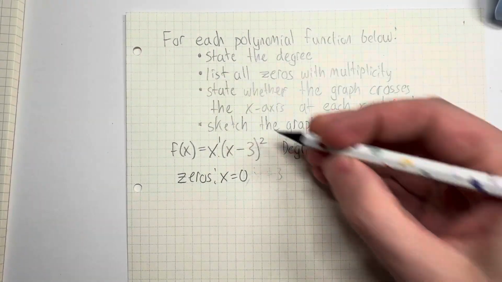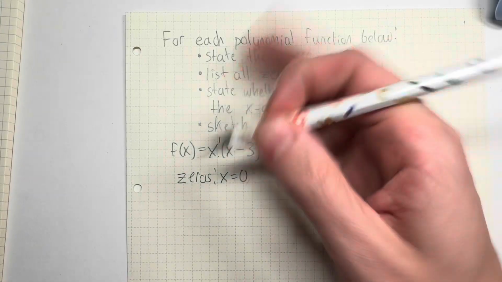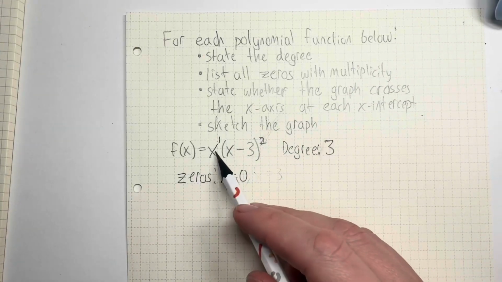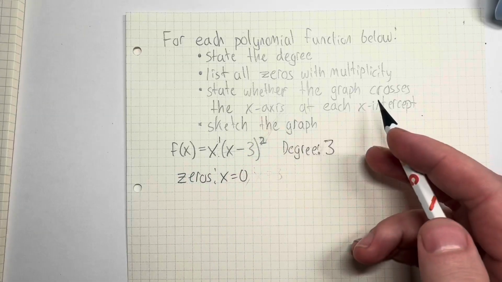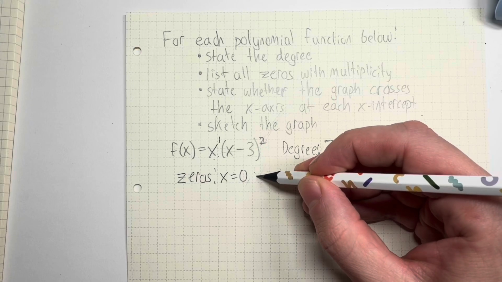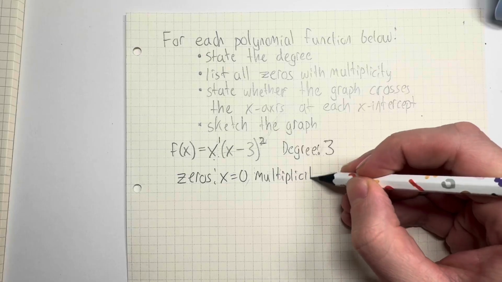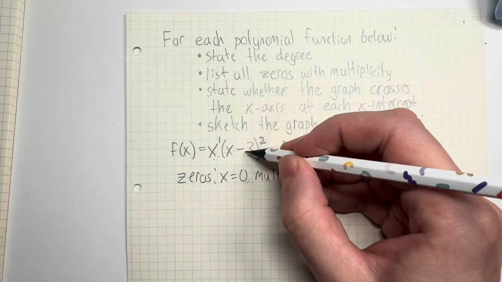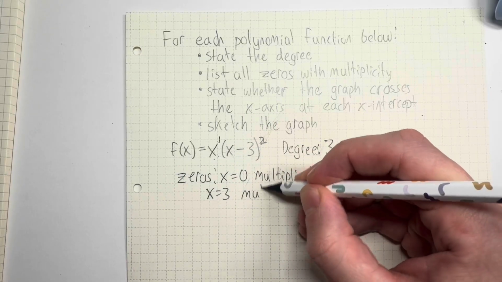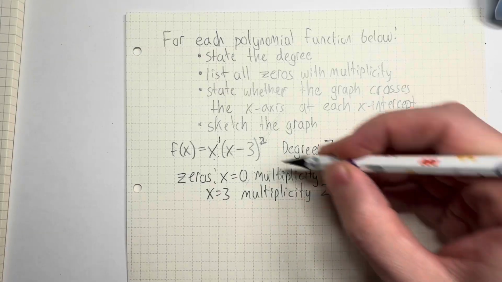What is the degree? Well, we can take the individual degrees of the factors, 1 and 2, and add them. So degree 3. What are the zeros? The zeros are the x values where the whole function is going to have an output of 0. So we got x equals 0. We can just state the multiplicity right now. That's going to be multiplicity 1 because the exponent is 1. And the other 0 is x equals 3. This one, however, has multiplicity 2 because of that little exponent there.